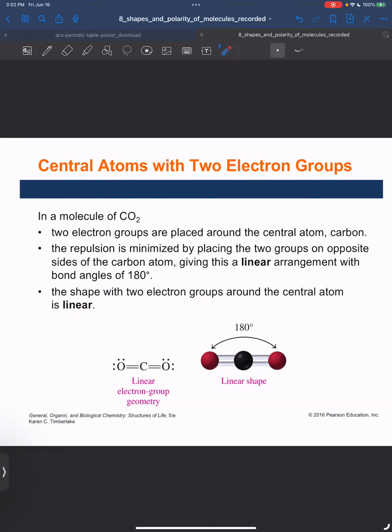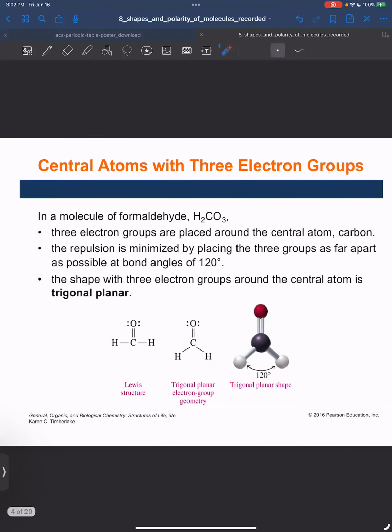What about if we have 3 electron groups? So let's look at the example of formaldehyde. This is the Lewis structure for formaldehyde. Find your central atom and count how many things are attached to it. So this has 1, 2, 3 things attached to it, so 3 electron groups.